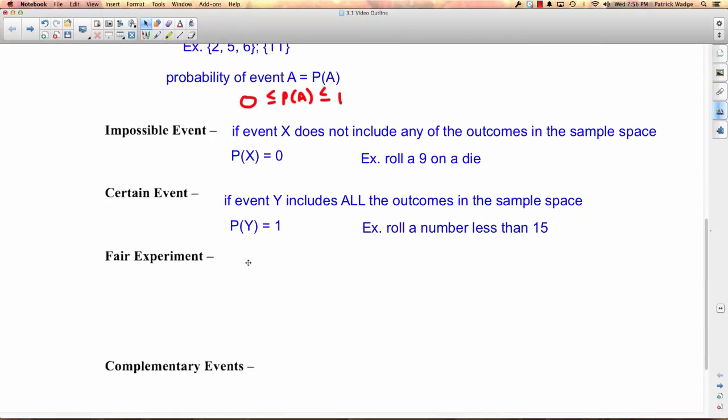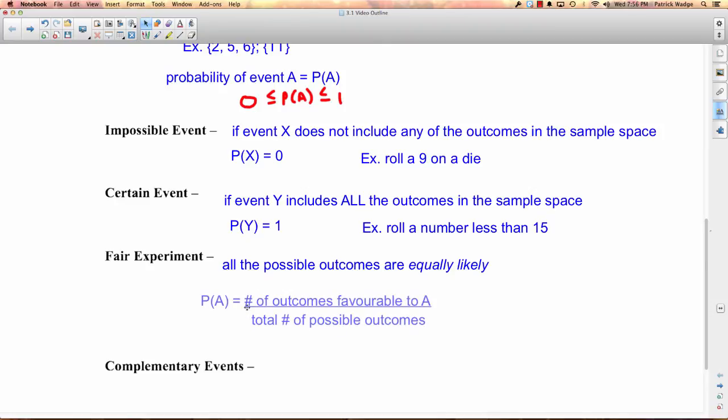A fair experiment is when all the possible outcomes are equally likely. So it's not fair to talk about probability, for example, flipping a coin, if it's a weighted coin and tails comes up way more often. I mean, unless you know how much more often it comes up, and then you can take that into account. But it's supposed to be equally likely to be a fair experiment.